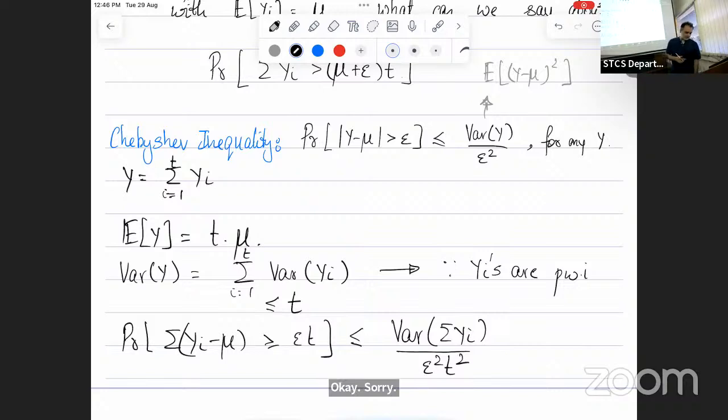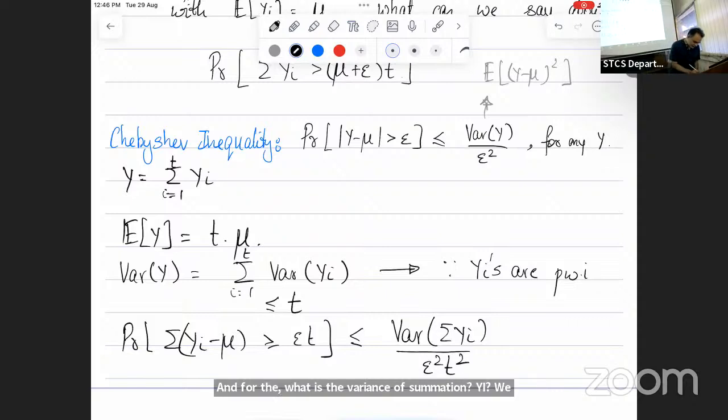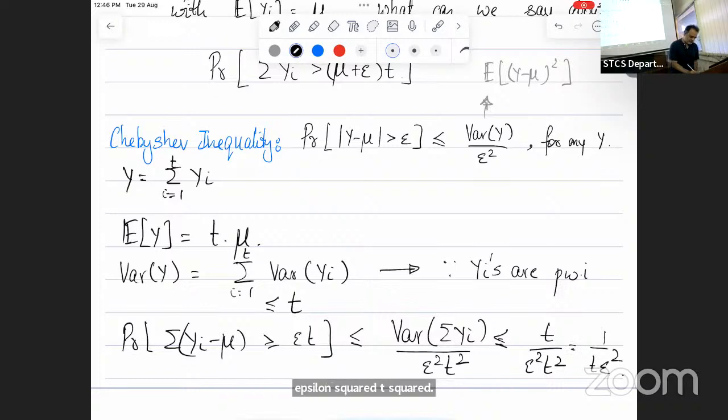And what is the variance of summation yi? We just argued that it is at most t. So this is at most t divided by epsilon squared t squared. Unfortunately, one t survives in the denominator. So you get 1 over t times epsilon squared. So this tells you that you still get some sort of concentration.